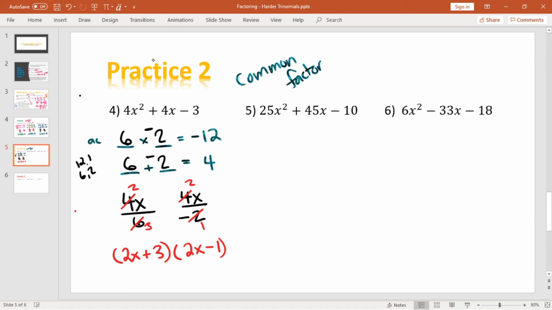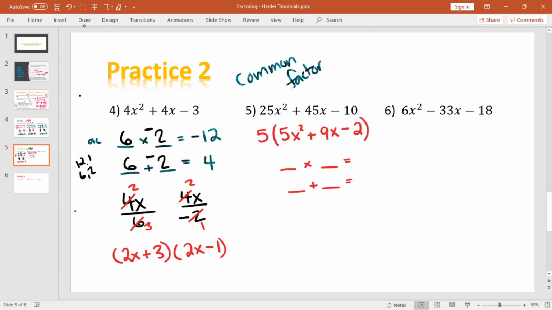Number 5, big numbers. I hate big numbers, so I always kind of look for a common factor right away. Big numbers that are all divisible by 5. So let's start by doing this. Common factoring out of 5, and see what we're left with. 5x squared plus 9x minus 2. And this trinomial is what we're going to work with. We're just going to ignore the 5 outside. So we're going to do all the stuff with the things in brackets.